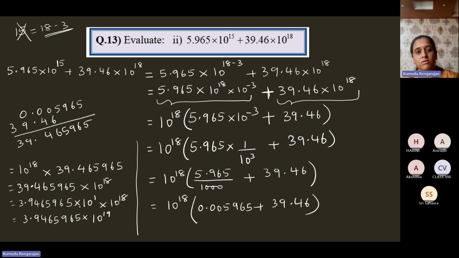And now try to do the same sum by writing 18 as 15 plus 3. Write 18 as 15 plus 3. Don't change 15. Write 15 as it is. Write 18 as 15 plus 3 and work. I'll come back in 5 minutes. Please work. Finish this one and try that.